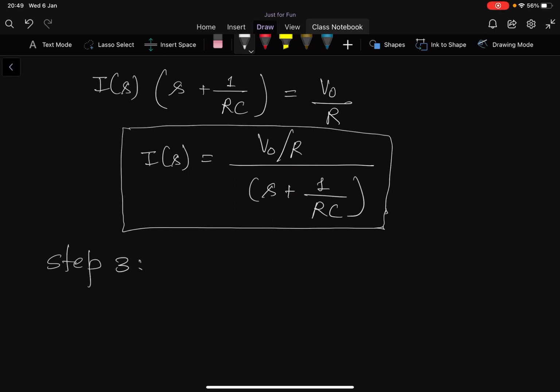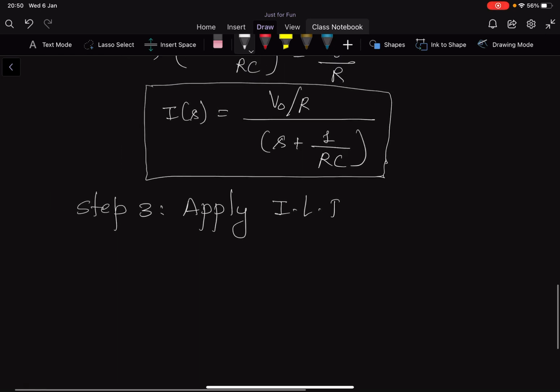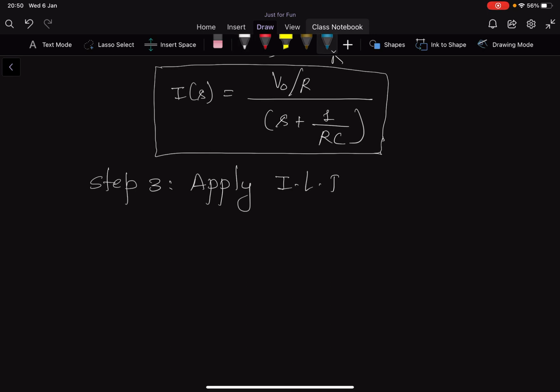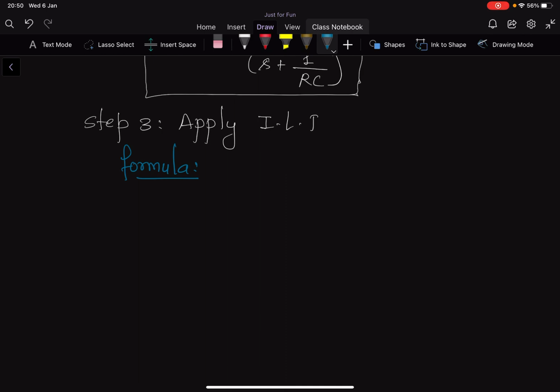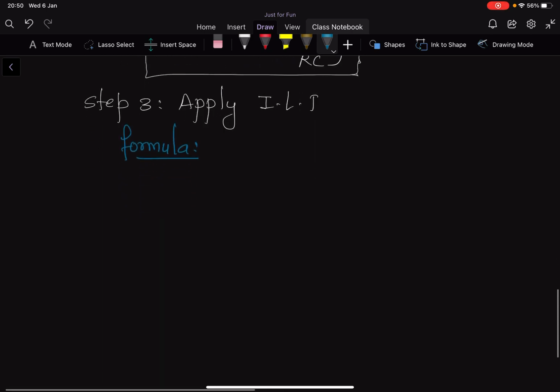Step 3, we're going to apply inverse Laplace transform. So whatever expression we have got from transfer function in above equation in s domain, we can apply inverse Laplace transform to convert back into time domain. Again, for that we need to know the formula. So let's write the formula for the inverse Laplace transform. I don't need to write the whole formula. I'm just going to write basically two formulas which I will need to use.